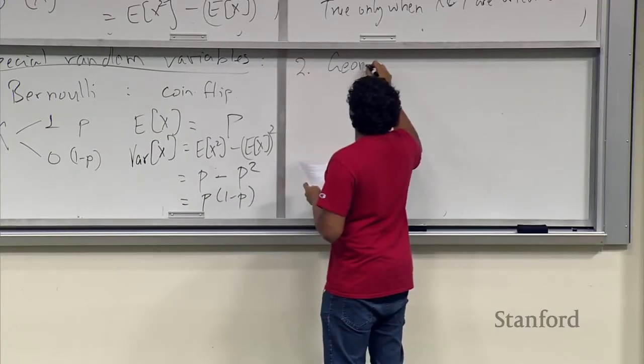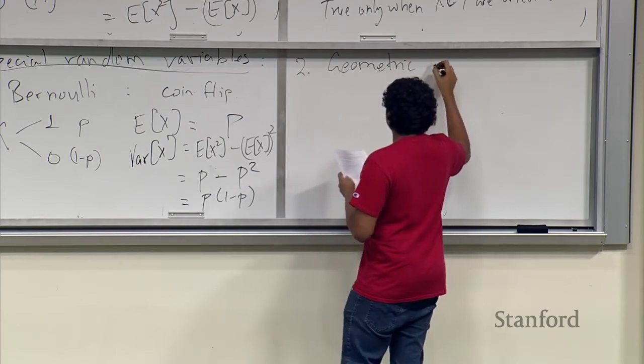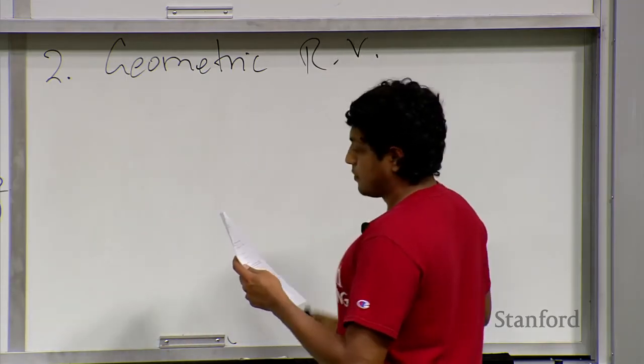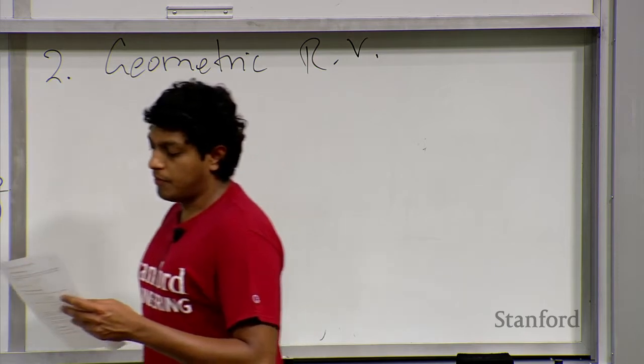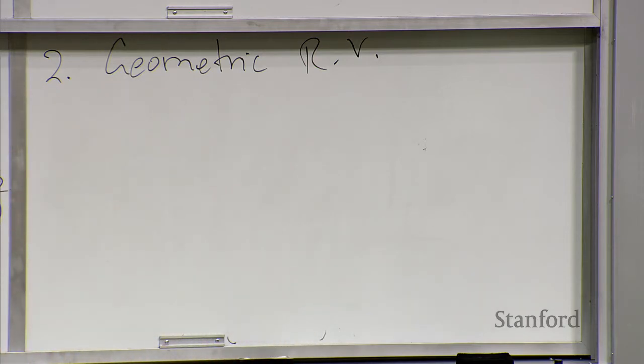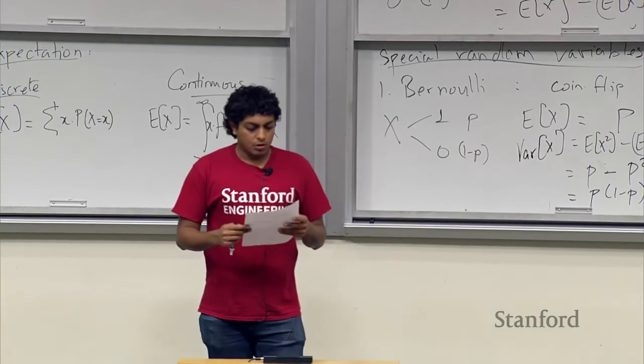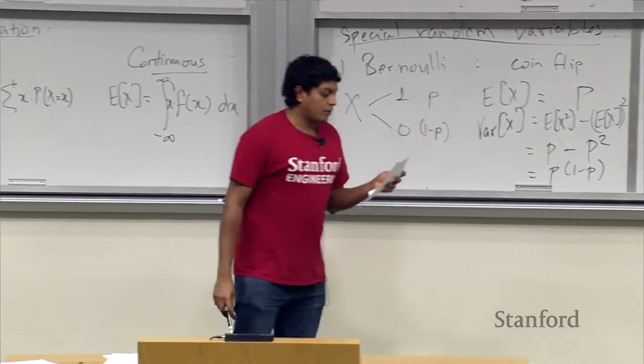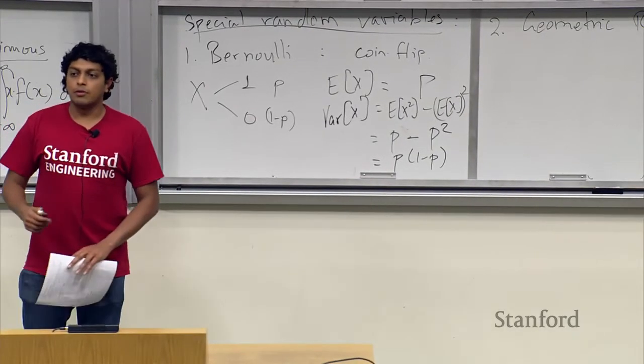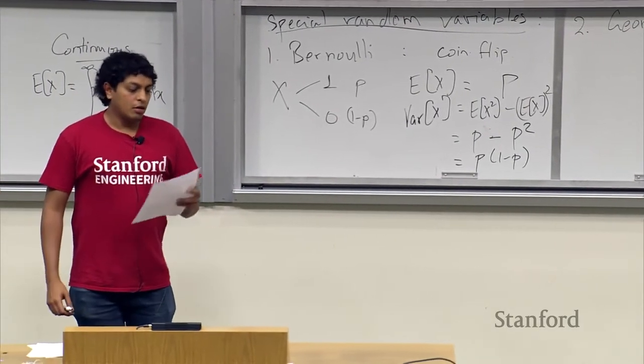The next one is geometric random variables. Let's say you keep flipping a coin until you get heads. This represents how many times you have to flip the coin before you get the first head.